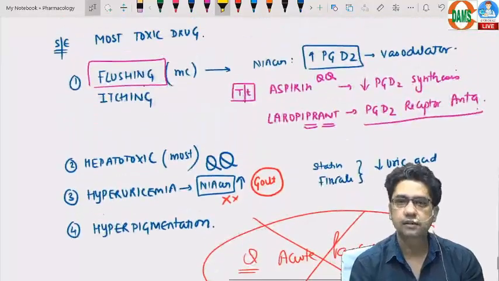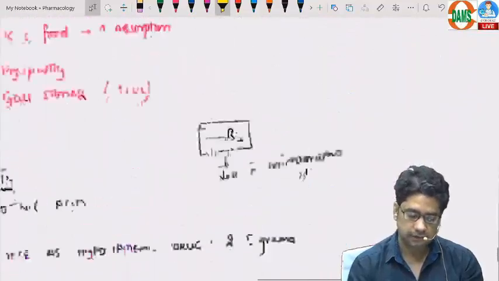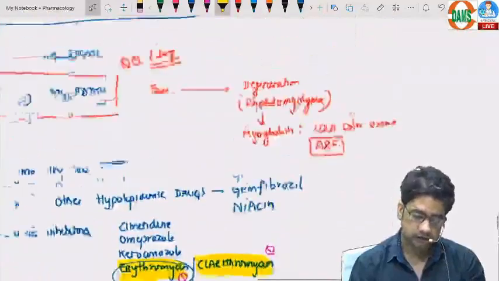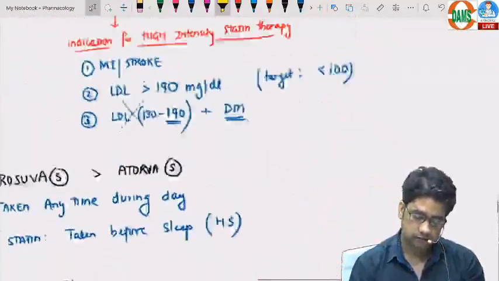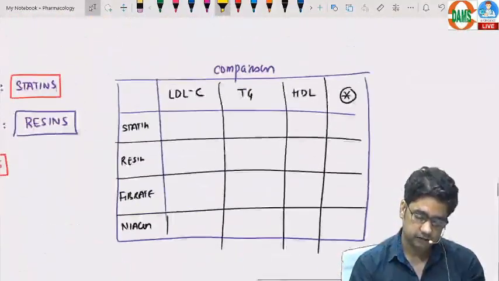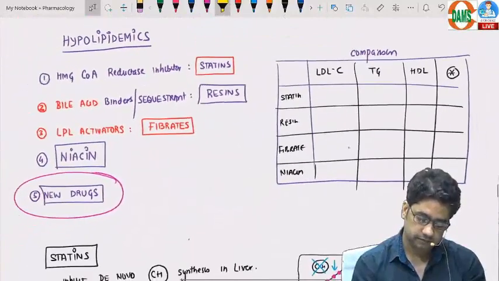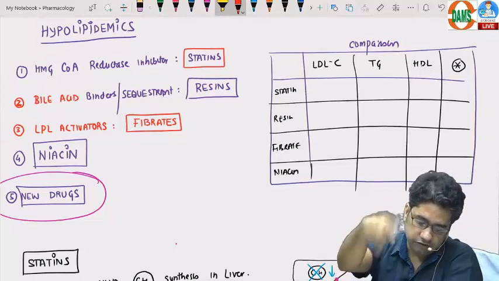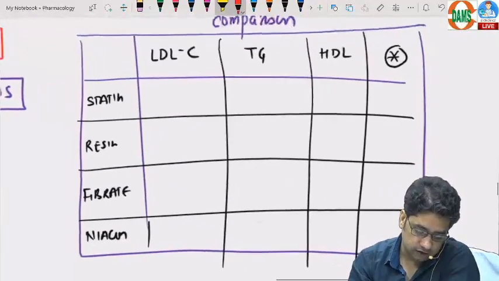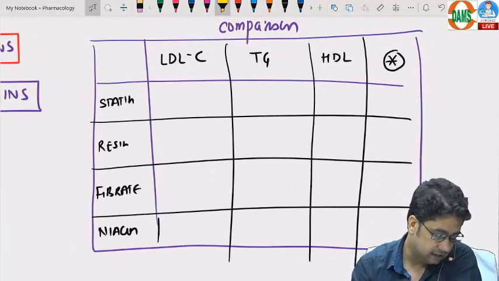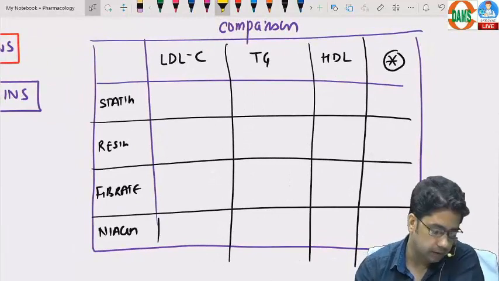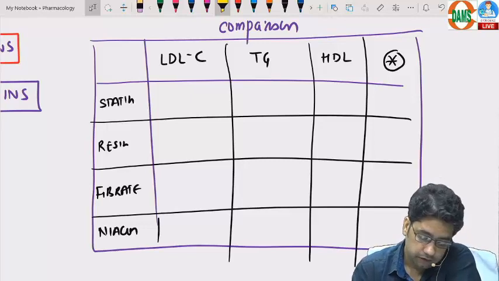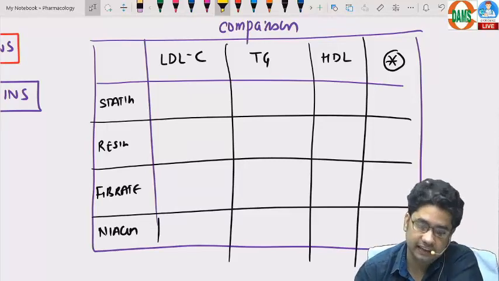Now let's compare these drugs. Sir, come to that chart. We had made one chart. Do you remember we made a chart? Come to this chart. My first question: which drug causes maximum decrease in LDL level?